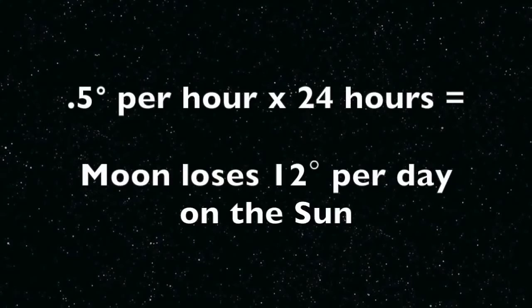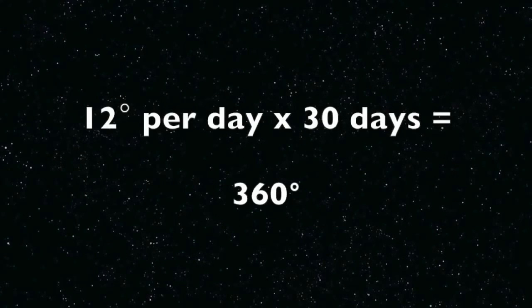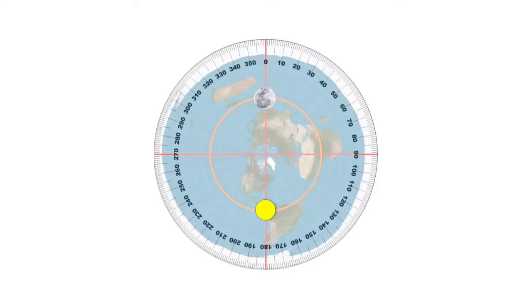This means that the moon loses 1/2 degree on the sun per hour. So if you calculate that for 24 hours in one day, that means the moon loses 12 degrees on the sun per day. 12 degrees per day times 30 days, which is roughly one lunar cycle, that gives you your 360 degrees. It's this 12-degree loss per day that causes the phases of the moon. So let's start off by taking a look at this image I've created.